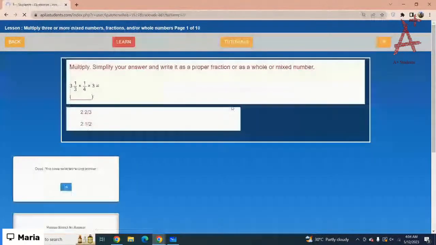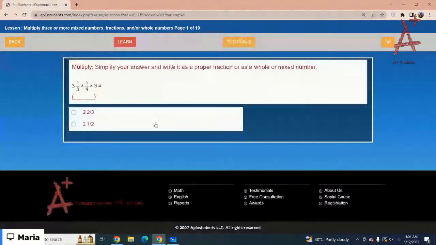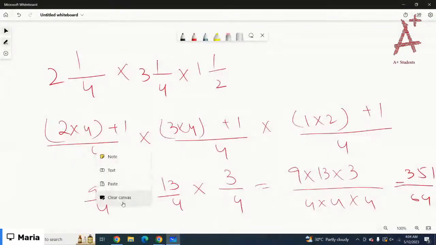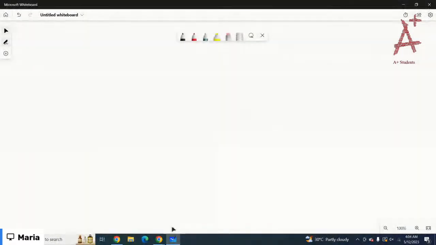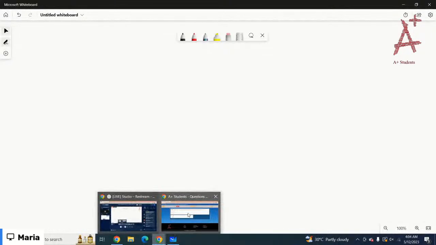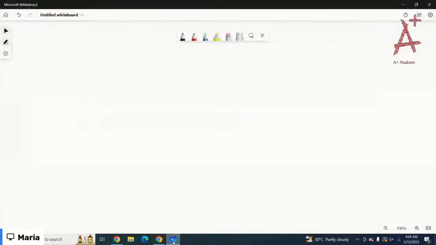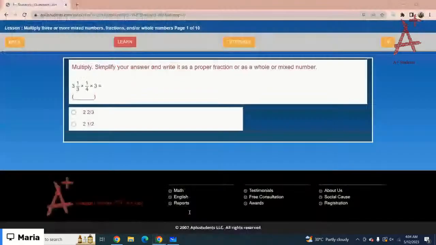Okay, let's start with the test questions. We'll do the first one on the board. The first one is 3 whole 1 by 3 times 1 by 4 times 3. Let's start: 3 whole 1 by 3 times 1 by 4 times 3. The 3 doesn't have any denominator. That means it has the denominator 1.